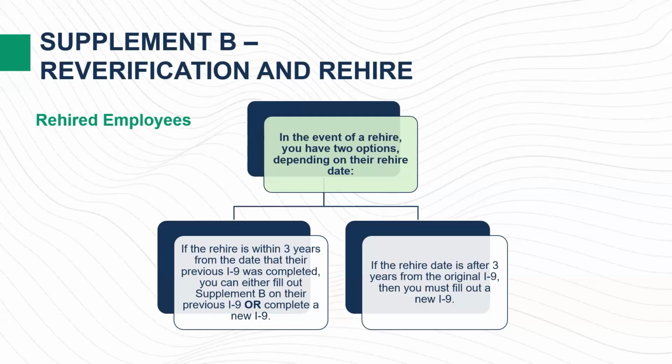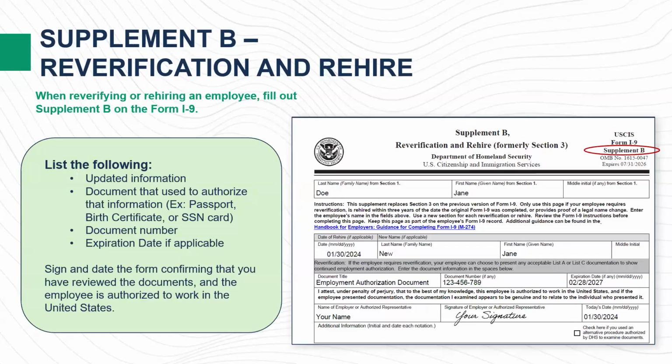If the version of the previously completed Form I-9 has expired, you're going to need to complete a new I-9, and then you'll sign and date it. If you do choose to complete a whole new I-9, which sometimes is just easier, then you'll just attach it to the previous one and file them together. So this is Supplement Part B.